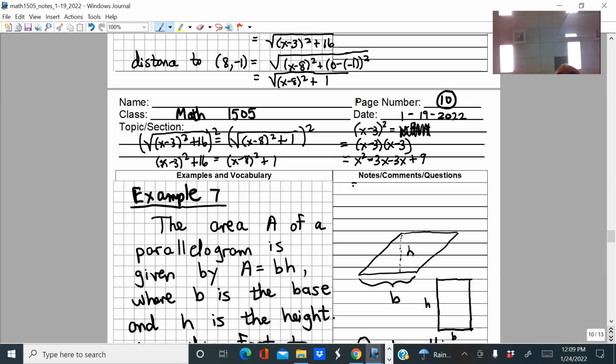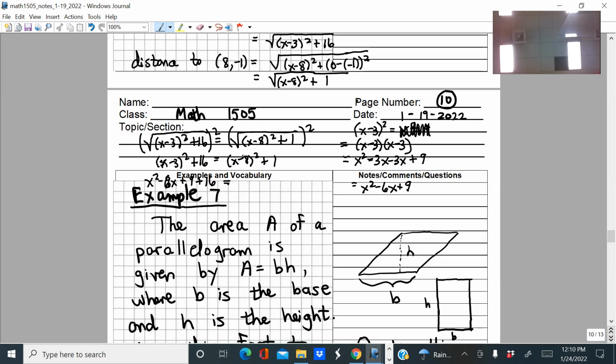Which is minus 6x. So you get x squared minus 6x plus 9. That's what x minus 3 squared is. See, it's not just x squared plus 9. So we have x squared minus 6x plus 9. Don't forget about the 16 that was hanging around. It's still there. Okay, plus 16 equals 2.